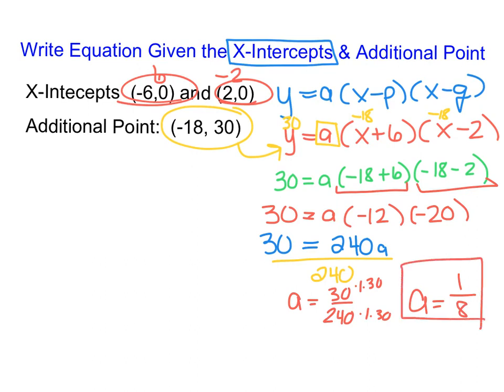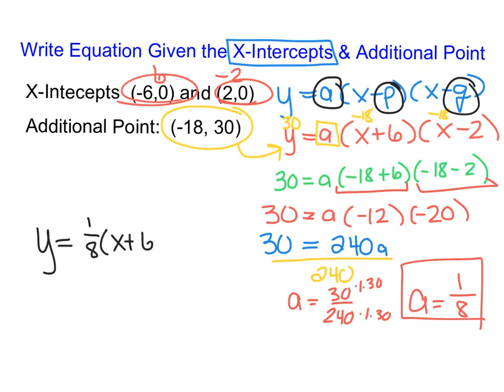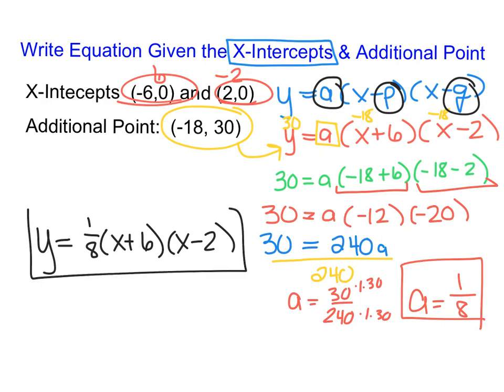So now I can go back to my original equation. I have my a value, I have a p, and I have a q. So my final equation is y equals 1/8 for a, and then (x plus 6), the opposite of my first x-intercept, and (x minus 2), which is the opposite of my second x-intercept.